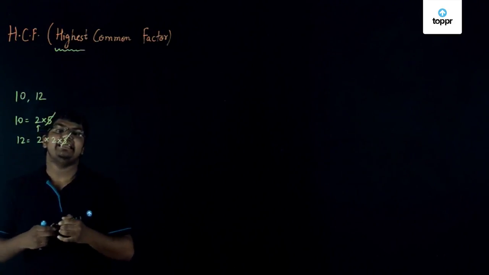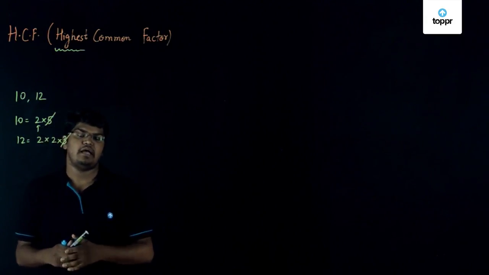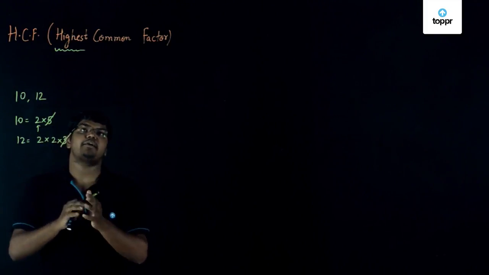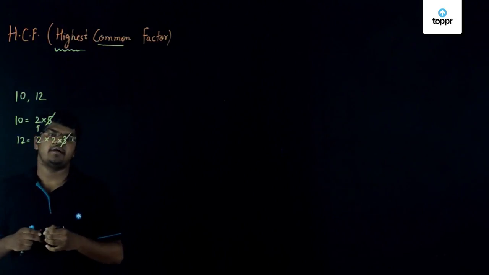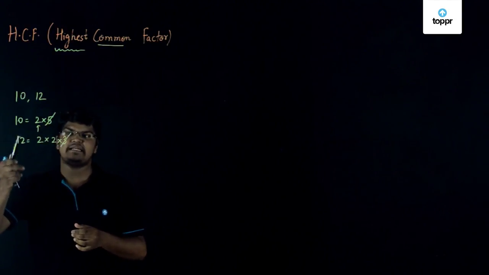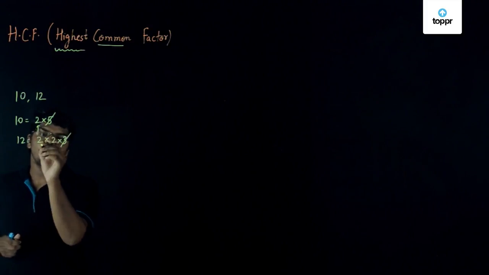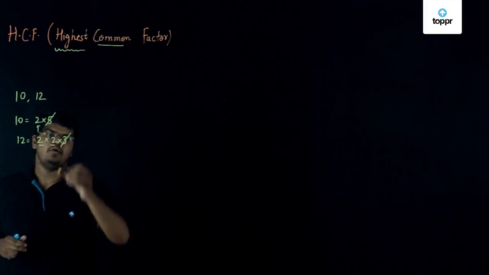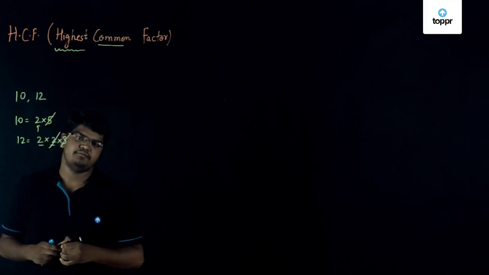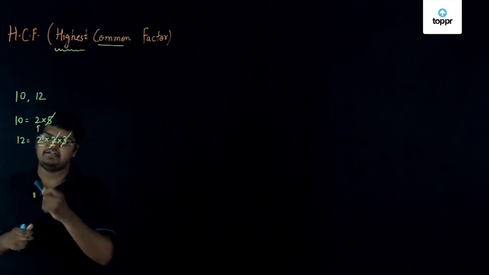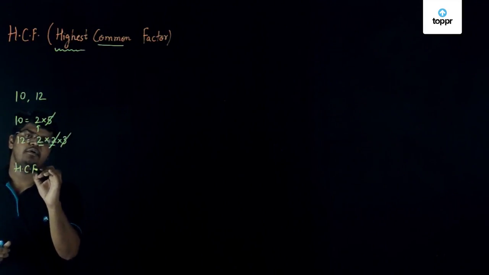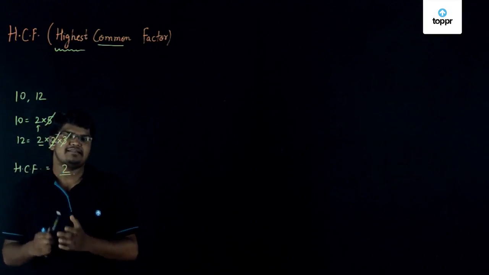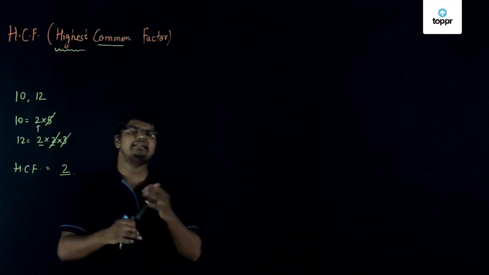So we need to find the highest common factor. I am repeating this because it is important that we know the importance of the word common. There is a 2 present in 10 and 12 as well, but there are two 2's present in 12, and the second 2 does not exist in 10, so we can cut one 2 out also. Now we are left with only 2, and so we can say that the HCF of 10 and 12 is equal to 2.